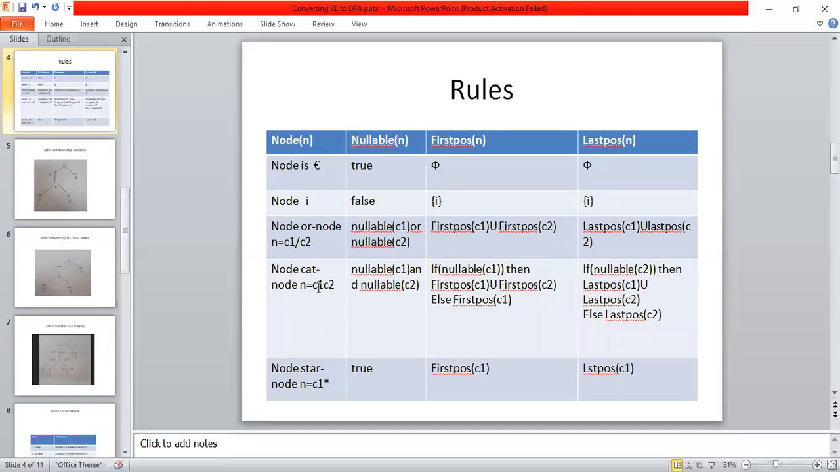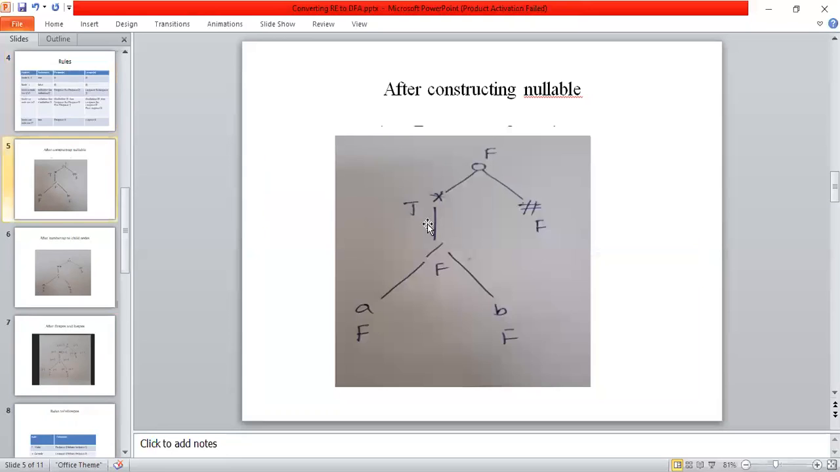And for R node and cat node, here I have a formula. Remember, if it is a cat node, left node and right node. If it is an R node, left node or right node. So these are the rules to construct nullable. Remember carefully. Here in my syntax tree, A and B and hash are the symbols. So symbol means, assume this value is I, assume this value is also I, assume this value is also I. So if it is I, then its nullable value is false, false, false.